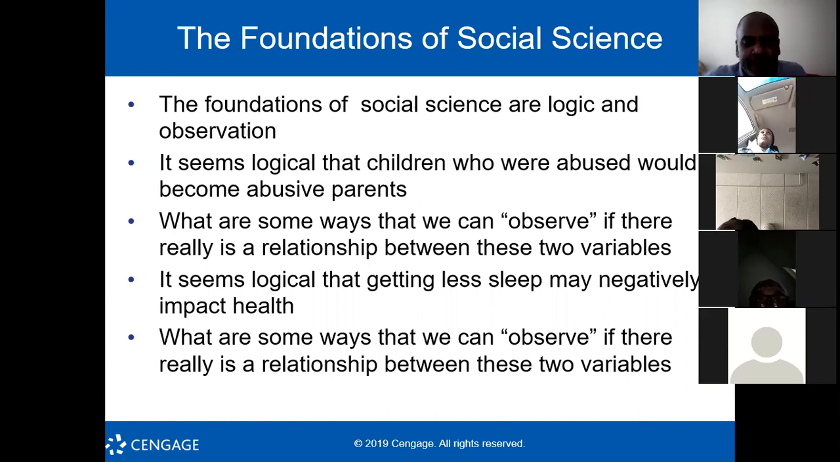Because if you're going to say that Nashia is an abusive parent because she was abused as a child, you want to make sure you really have enough evidence before you make that claim, right? That's a pretty serious charge, correct? Yes, sir. So we want to be really clear about what we're saying, and we want to be clear about how we're observing our empirical findings.